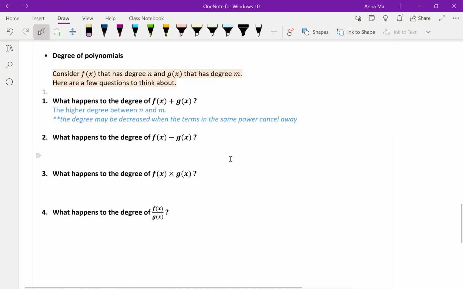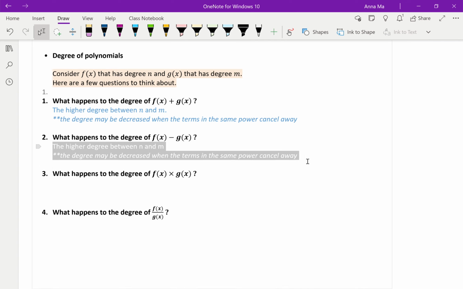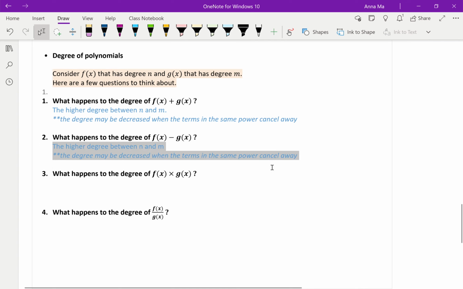Okay. Now if you subtract the two functions together, that is actually going to result in the same outcome as well, because adding and subtracting, pretty much the same thing. What happens if you multiply two functions? Think about that.